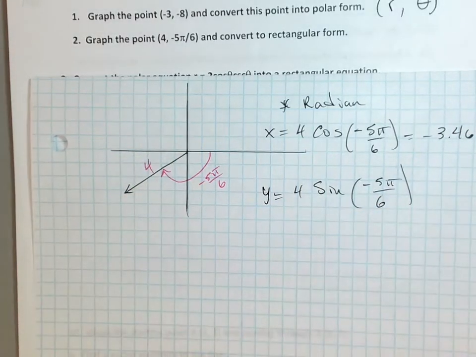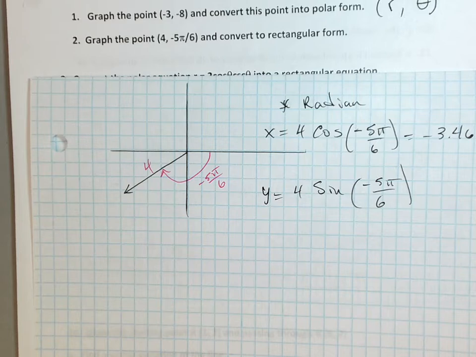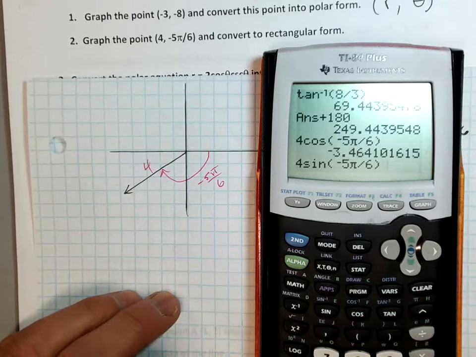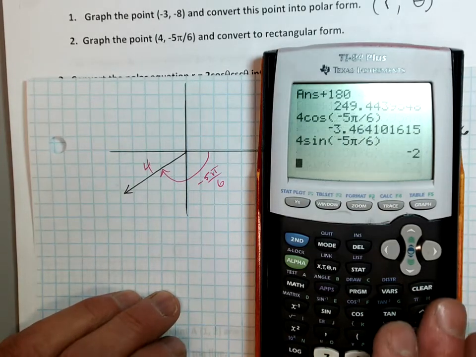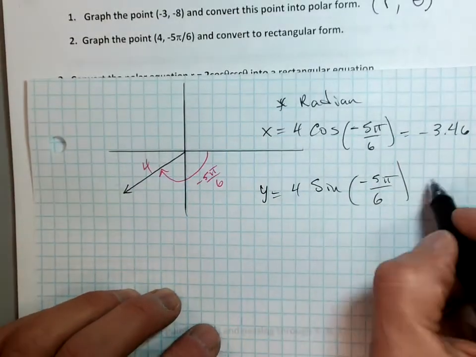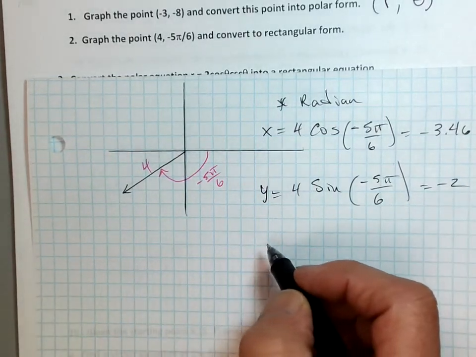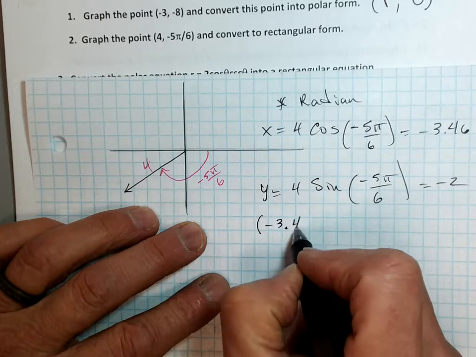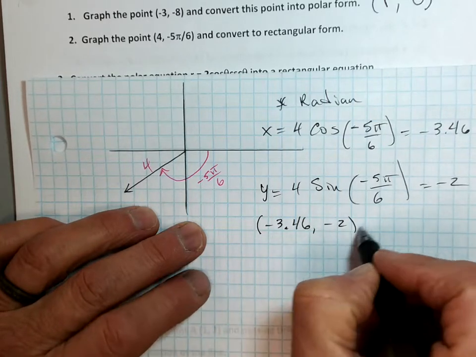And I'll do the same thing. 4 sine of negative 5 divided by 6. Divided by 6. Okay, and I'll even show my calculator so you can see. See, I'm putting in my calculator, right? Enter. And I get negative 2, okay? So I get negative 2. So as a point, because it's a point, right? I'm going to rewrite it as negative 3.46 comma negative 2.